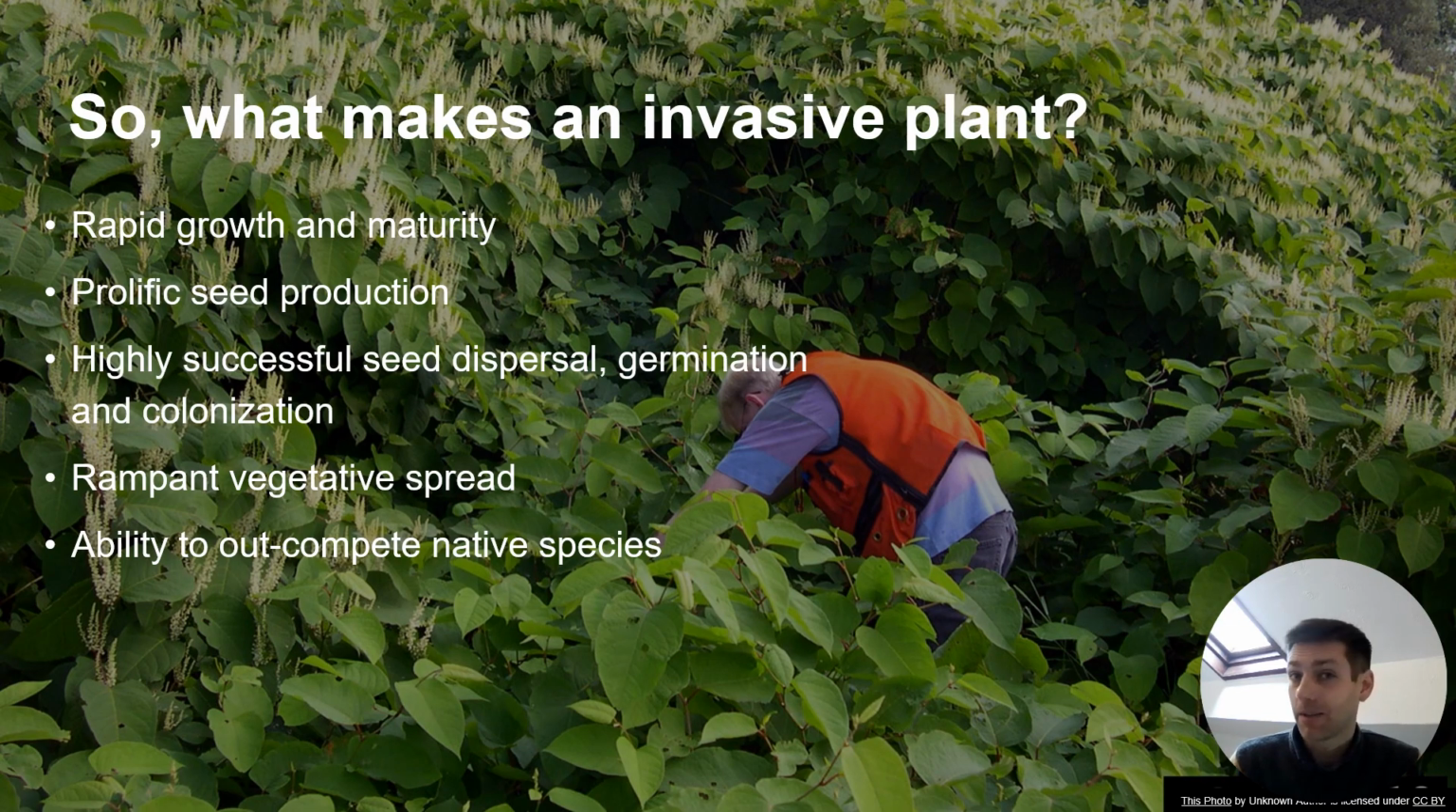So, what makes an invasive plant? Lots of these invasive plants have very, very similar characteristics, which help them to spread and take over areas where otherwise native plants would grow. These characteristics include rapid growth and maturity, highly successful seed production, dispersal and germination, rampant vegetative spread, and the ability to compete with native species because of that spread.